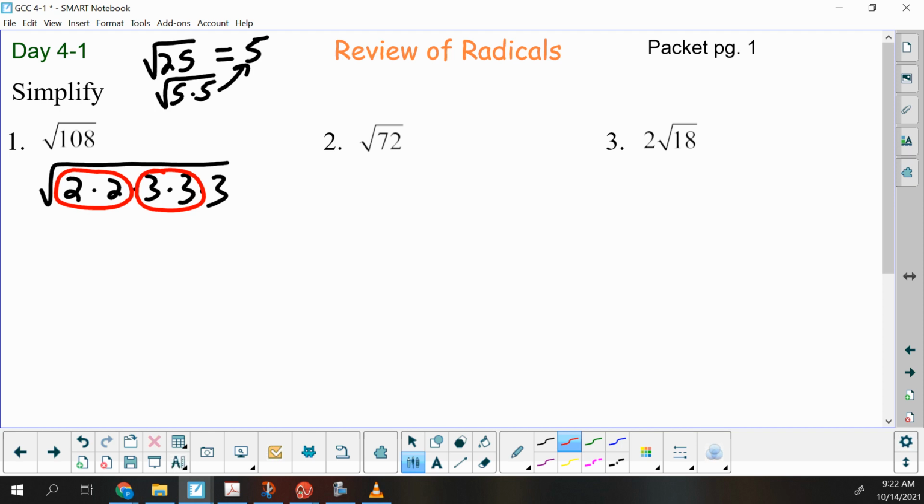One of each of those pairs goes out front. So out front we're going to have a 2 times 3. The 2 is because one of them from that pair of 2's, the 3, one of them from the pair of 3's, and then we have a leftover 3 under the radical because that didn't have a pair. Well, now just multiply the stuff out front. 2 times 3 is 6. So we get 6 square root of 3.